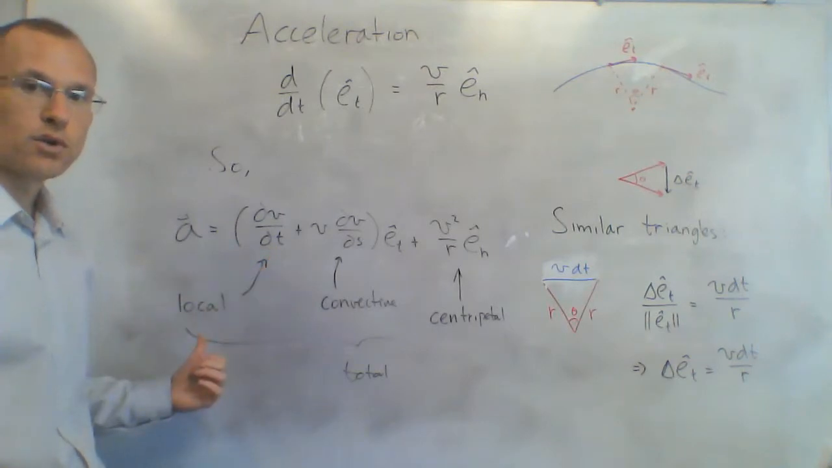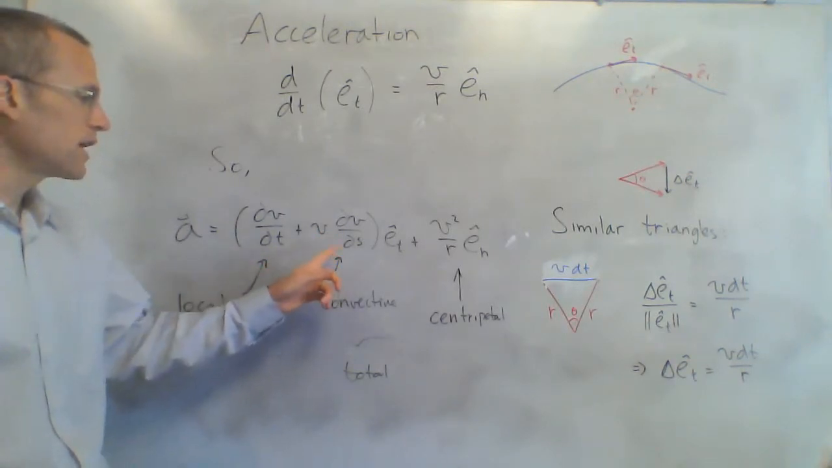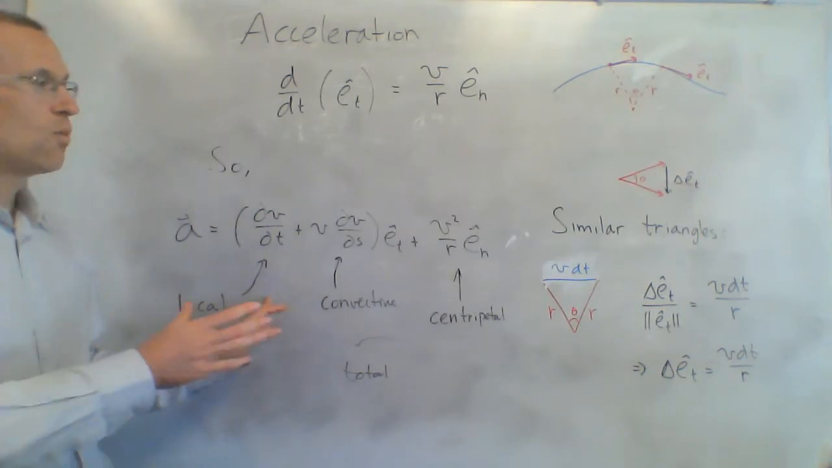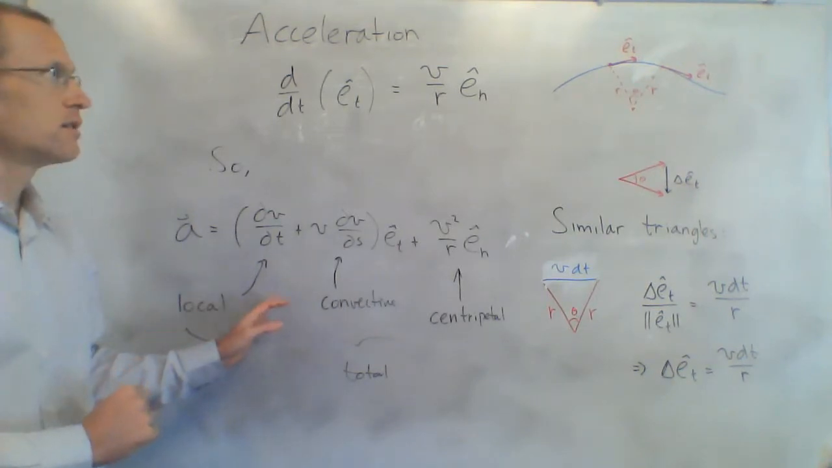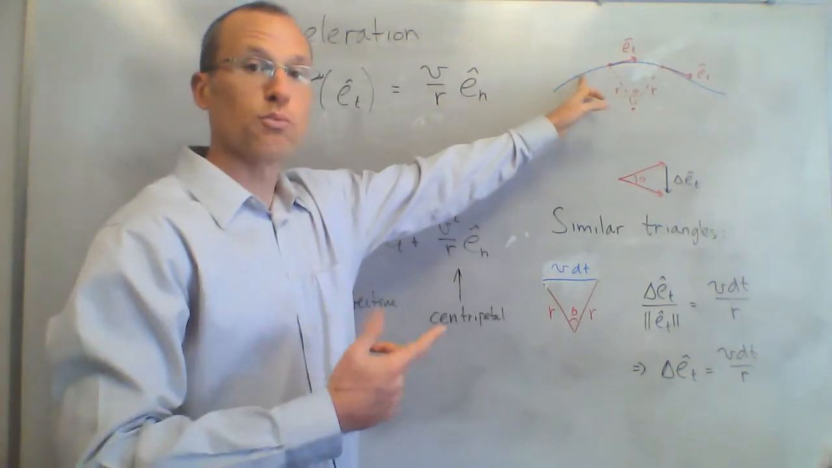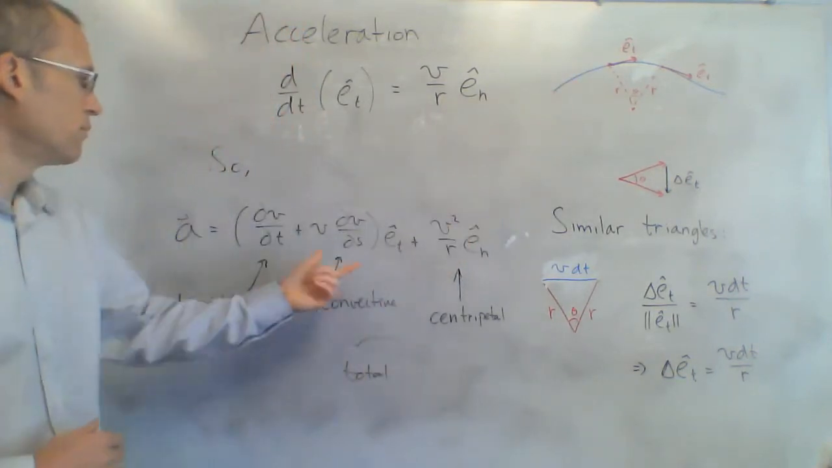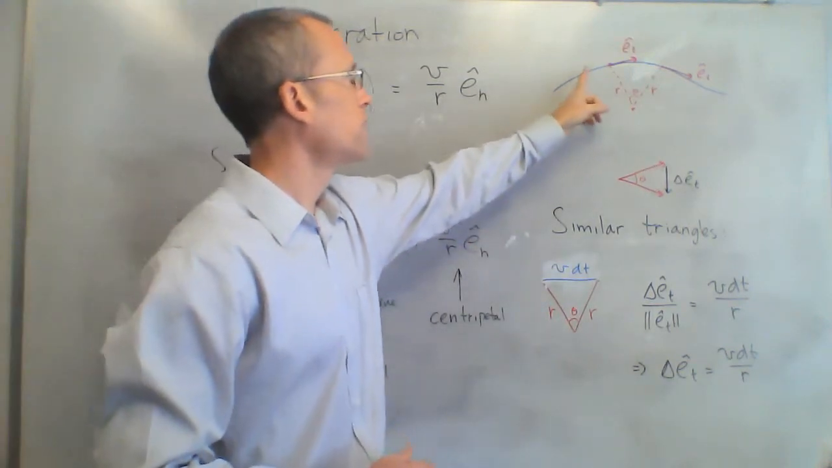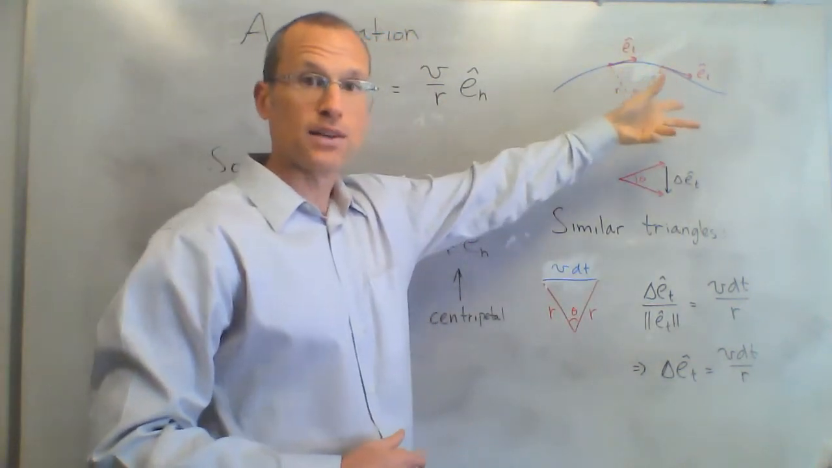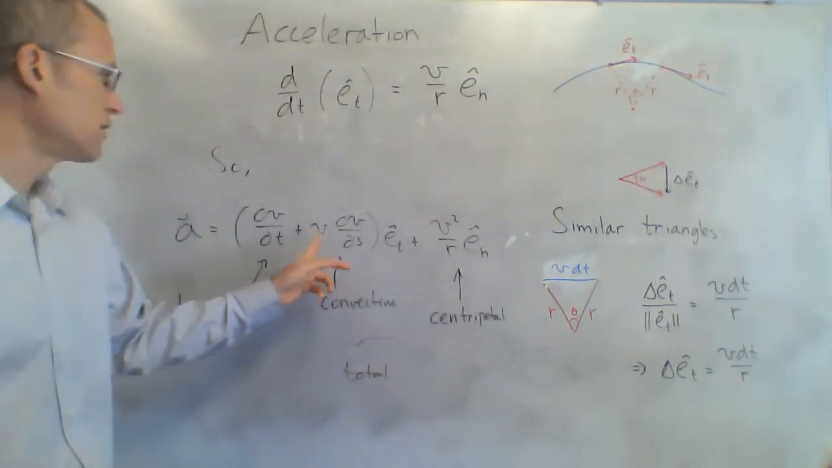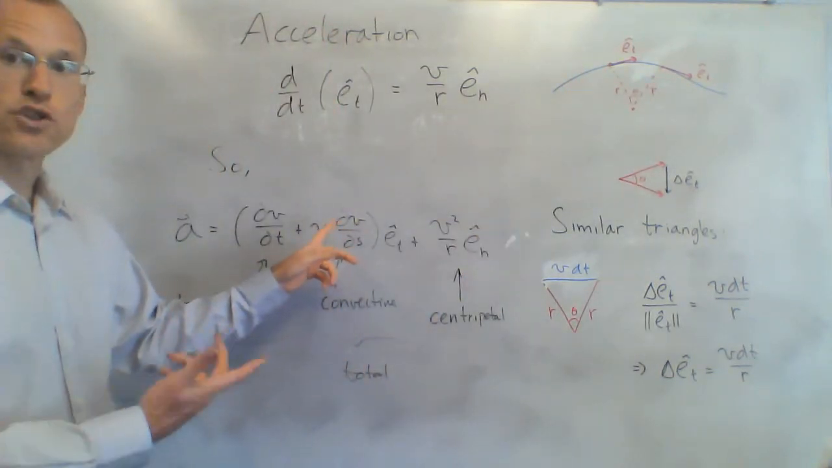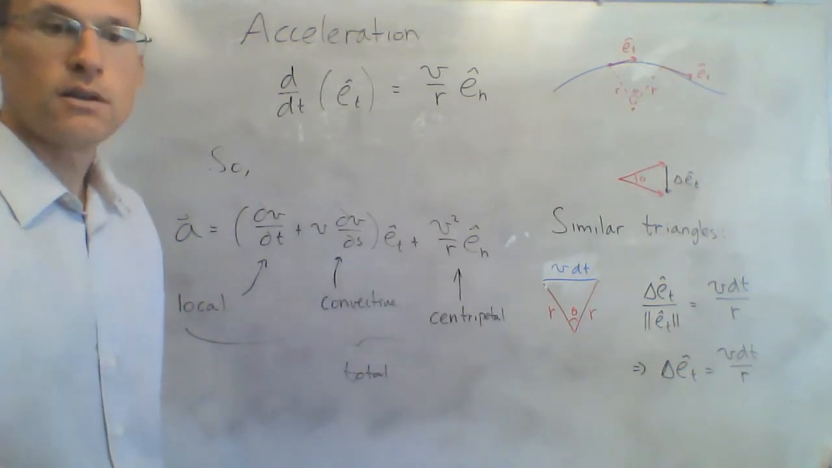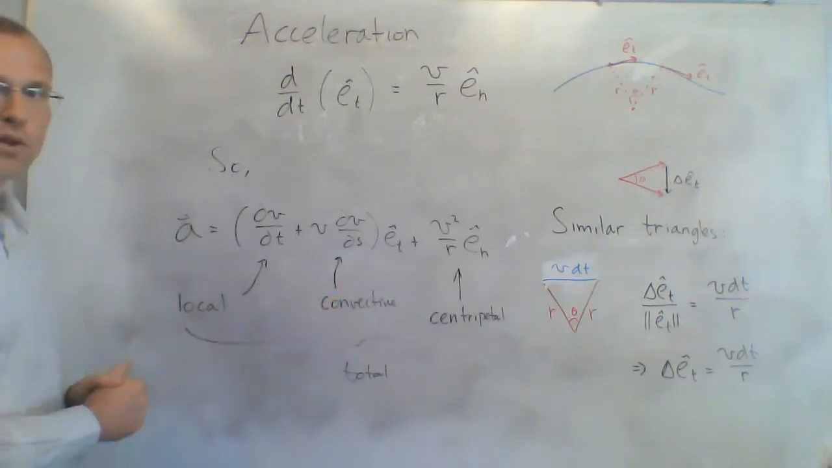dv dt is called the local acceleration. v dv ds is called the convective acceleration. So my local acceleration is based on what's actually happening in time, is the acceleration here at this particular point changing in time. This guy comes from the fact that I've moved, so my particle has moved from this point to that point, and that point might have a different acceleration than the first point. So this is basically the fact that I'm moving to a different point which could have a different acceleration. So that's my acceleration. Total acceleration is the sum of all three.